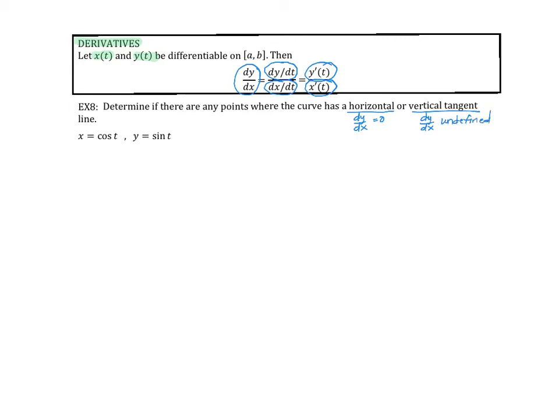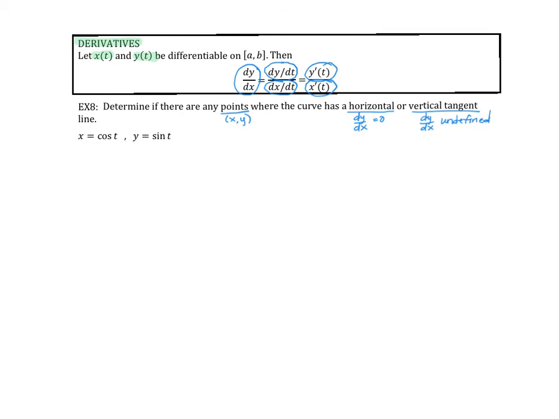So the first thing I need to do is figure out what the derivative is, set it equal to 0 to figure out where we have a horizontal tangent line, and look at where it's undefined to see if there's a vertical tangent line. If any, there may not be any points, but these are points. Remember, the points on the curve are not the t values, they're the x and the y values. Those are our points.